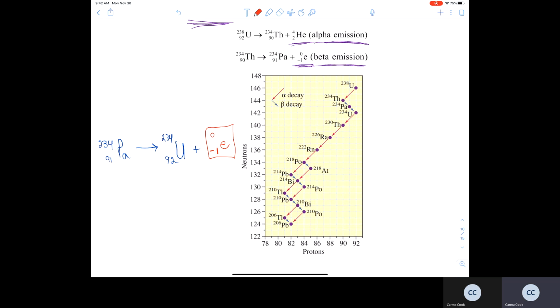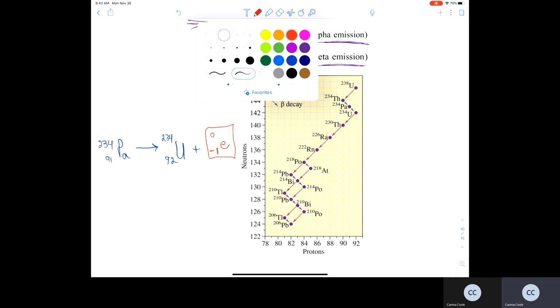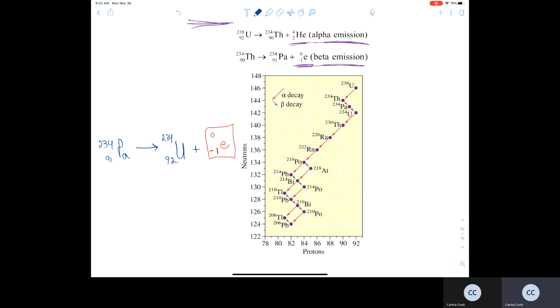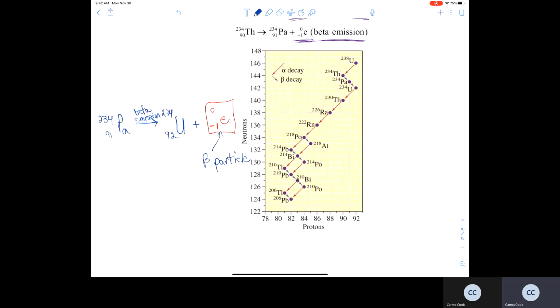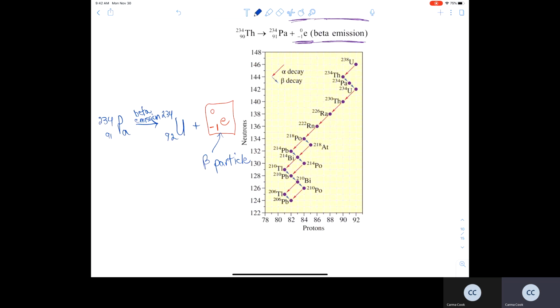So this Pa-234 is undergoing beta emission, because a beta particle is one of our products. Remember, a beta particle is equivalent to an electron. So here is a nuclear decay series.